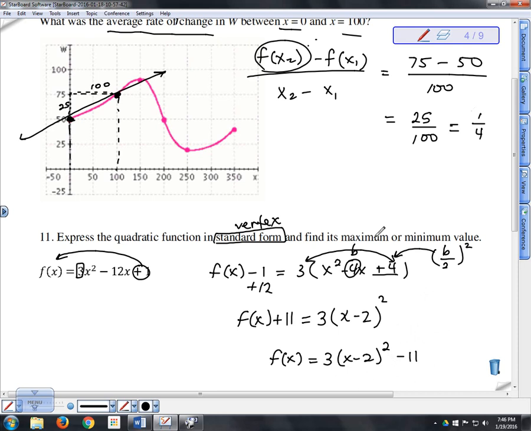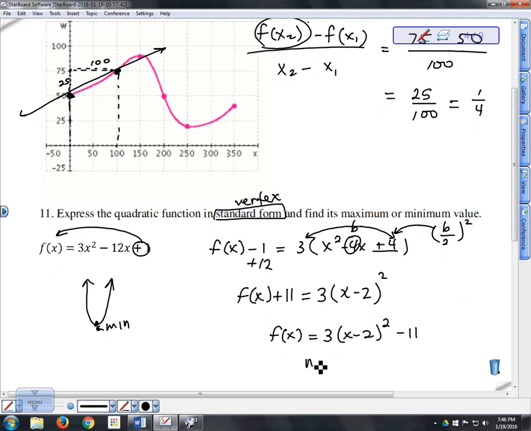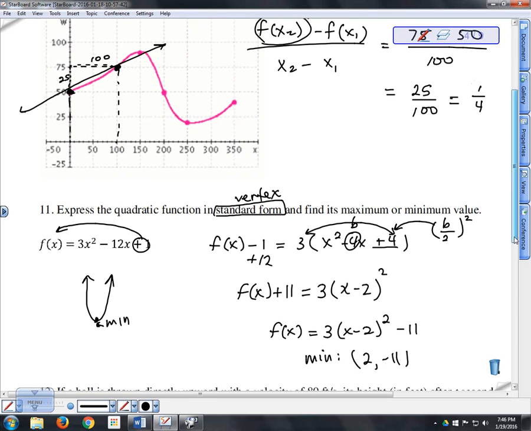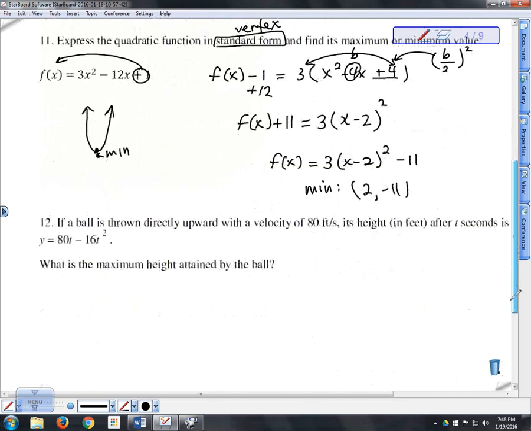Now it's asking us to find a maximum or a minimum. Now if we were to graph this, it's a parabola, and since the leading coefficient here is positive, it's a parabola that's facing up, so its vertex is a minimum because it's at the bottom of the parabola. So the minimum value is just the value of the vertex, 2 comma negative 11. Okay.